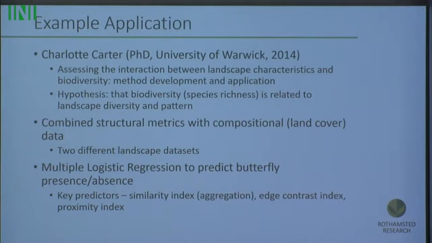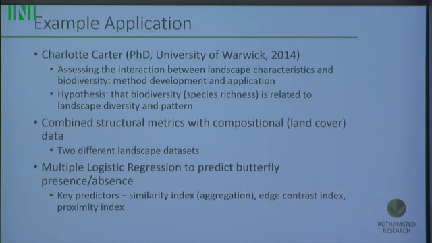And just as a quick example of an application, my PhD student used these metrics to explore some relationships. She completed her PhD five years ago, assessing the interaction between landscape characteristics and biodiversity, driven by a hypothesis from some previous work we did. I think it was very common in the literature, but nobody seemed to ever get around to trying to prove that biodiversity, basically species richness, is in some way related to landscape diversity in pattern. That was what Charlotte was trying to explore.